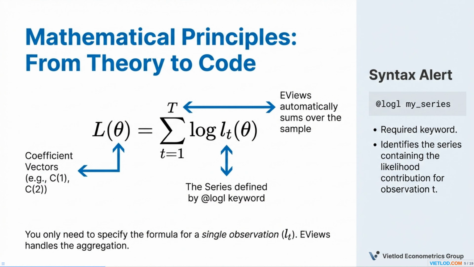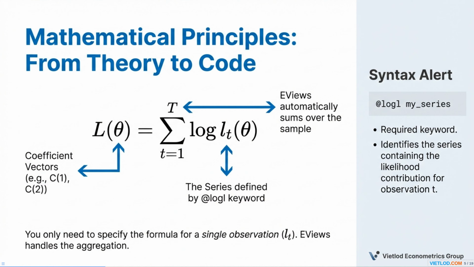The core of maximum likelihood estimation is the log likelihood function, denoted as L of theta. It is the sum of the individual log likelihood contributions, log LT of theta, for each observation from t equals 1 to T. The vector theta contains all the coefficients you want to estimate, for example, C1 and C2. Your main task is to specify the formula for a single observation's contribution, LT. Eviews automatically handles the summation over the entire sample.